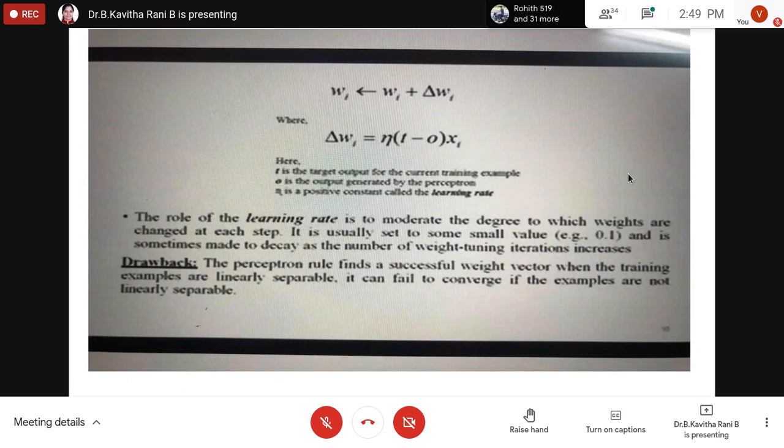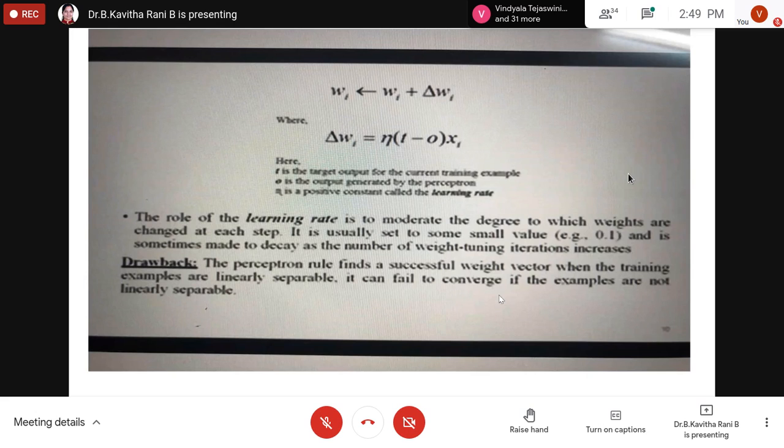The role of the learning rate is to moderate the degree to which weights are changed at each step. It is usually set to some small value, like 0.1. So the learning rate is set to 0.1 every time. It is sometimes made to decay as the number of weight-tuning iterations increases. If the iterations keep increasing, what will happen? The network will grow.